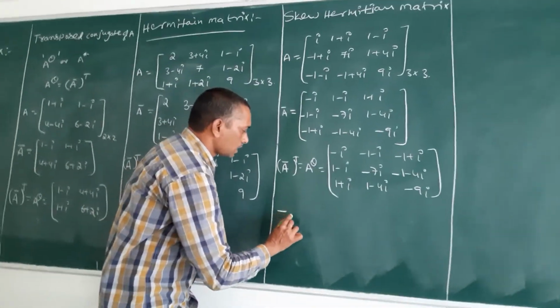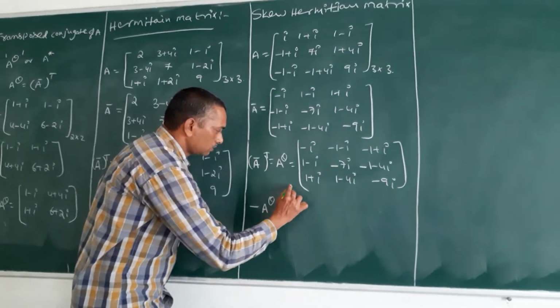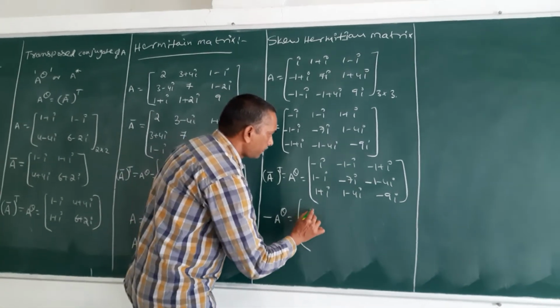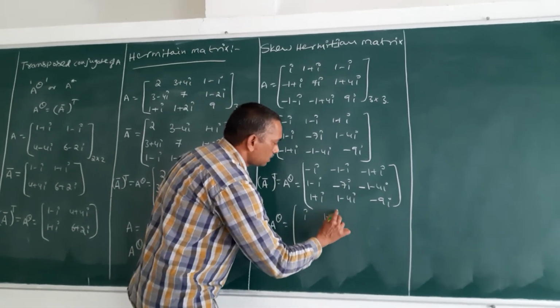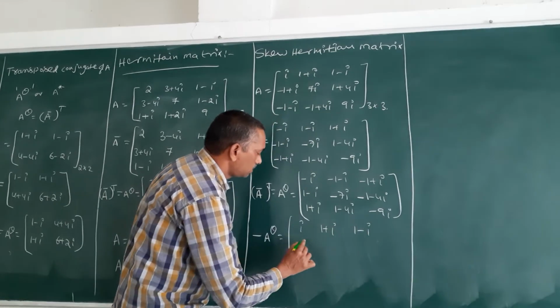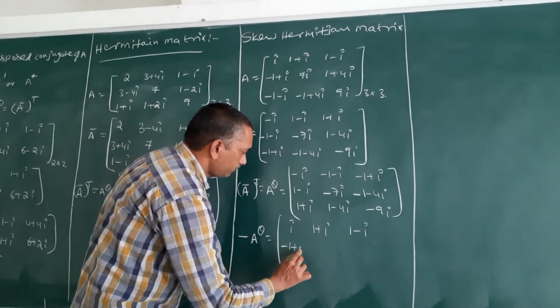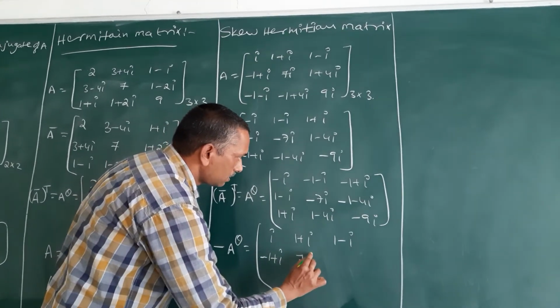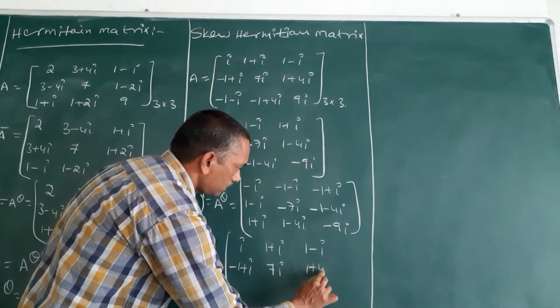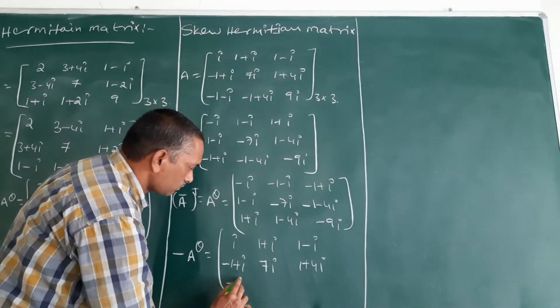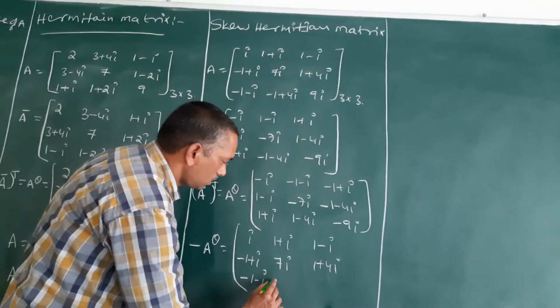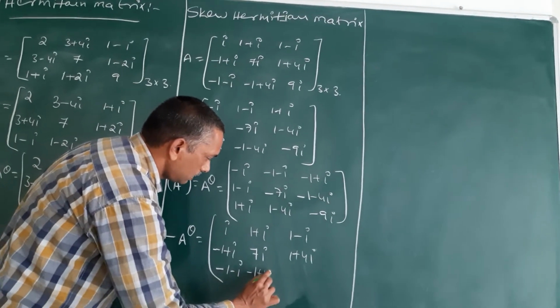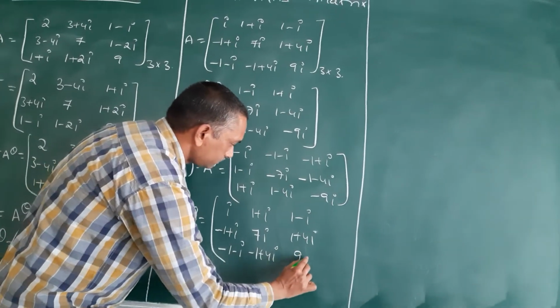Minus transposed conjugate of A equal to i, 1 plus i, 1 minus i; minus 1 plus i, 7i, 1 plus 4i; minus 1 minus i, minus 1 plus 4i, 9i.